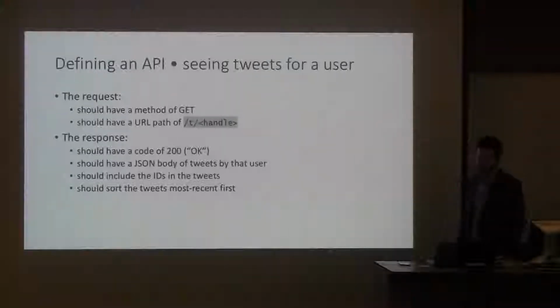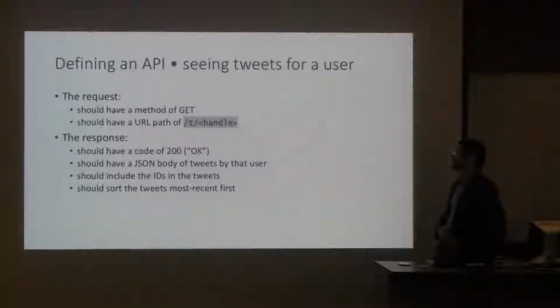OK, let's look at the definition for the endpoint for seeing tweets for a user. The request should have a method of GET, and it should have a URL path of /t/some handle, like a username. No other requirements for the request. A lot of times the GET requests are the easiest ones to handle. They don't have a body most of the time. The response should always have a code of 200 OK. It should have a JSON body of tweets by that user. It should include the IDs in the tweets, and it should sort the tweets most recent first.